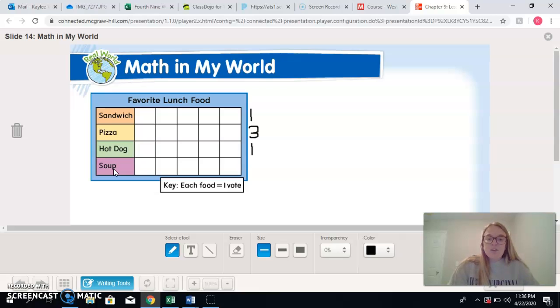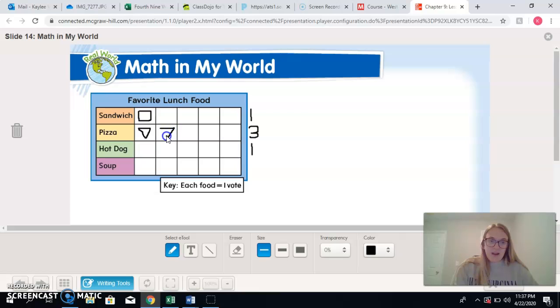So, for sandwich, one person said that was their favorite lunch food, so we would draw one picture of a sandwich. And I am just going to draw a square for a sandwich since I am drawing on my computer. The next one says pizza, and like I told you guys, 3 people said that pizza was their favorite lunch food. So I will try to do 3 triangles, and those are going to be my pizzas.